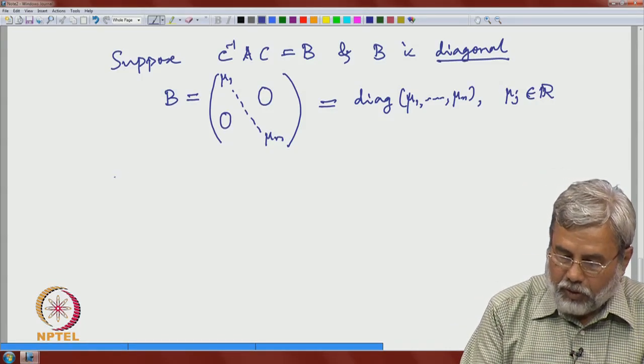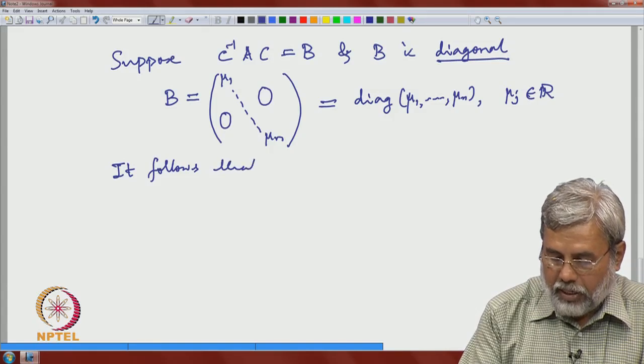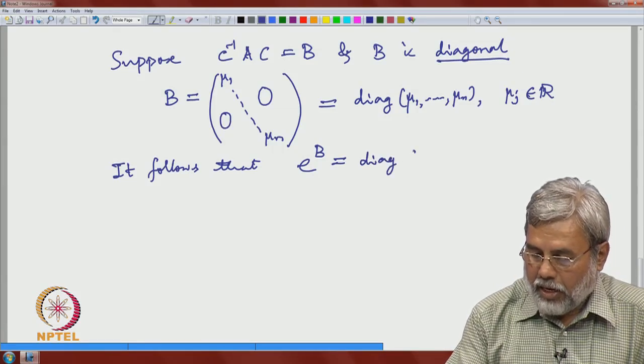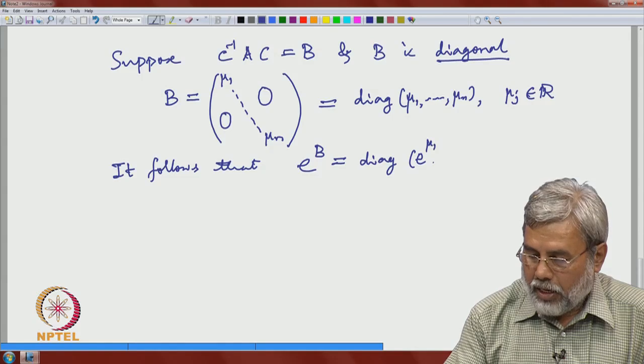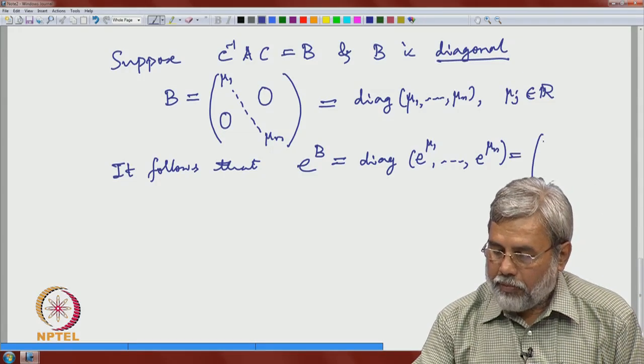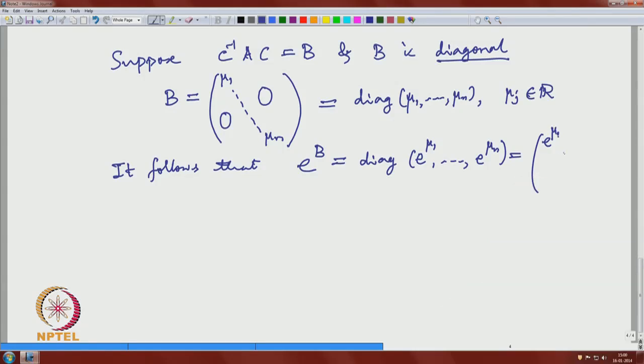So, it follows that e to the B is diagonal e to the mu 1 up to e to the mu n. Very simple, because if you take powers of a diagonal matrix, you just get powers of the diagonal elements. So, once you add, you get back your exponential. That is very easy. Unfortunately, this will not be the case all the time. So, what is the best one can do? That is the next question.